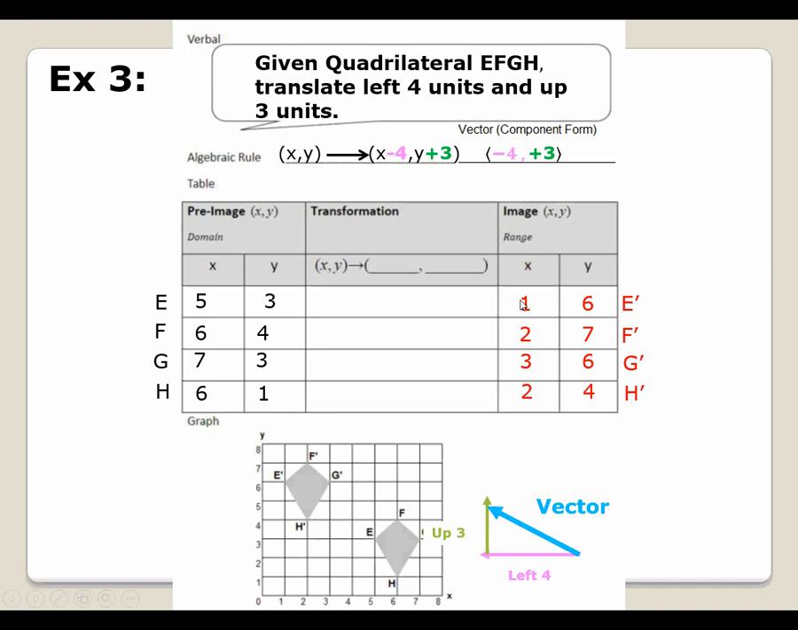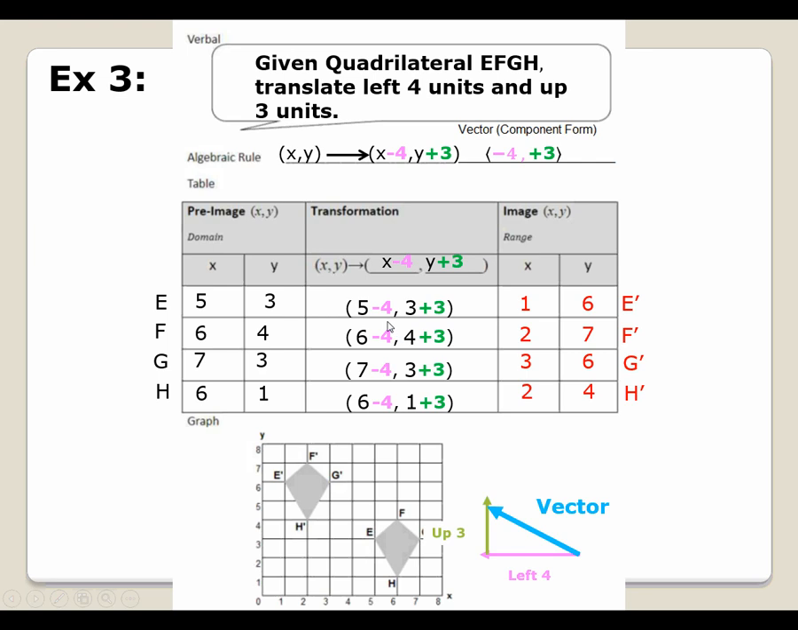So again, we already know the points, but it doesn't hurt to go ahead and check our algebra to make sure that our points line up, because maybe I looked at the graph wrong and my points aren't what they are supposed to be. So I'm going to take every single x and subtract 4, and take every single y from my pre-image and add 3. So I'm going to fill in my x and y's from over here. All right, let's check. Let's see if we did it right.